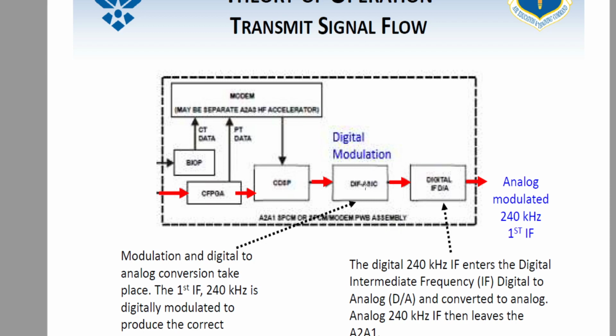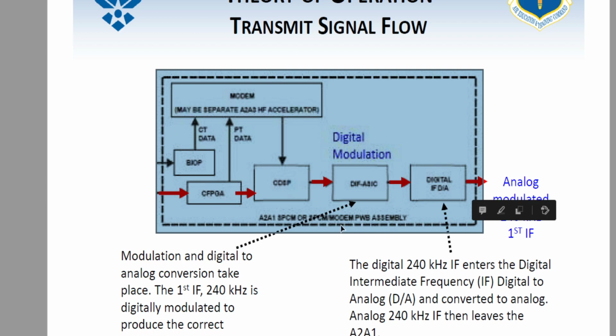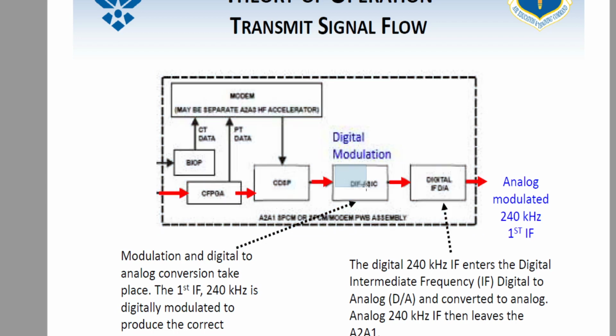Okay, all right, so let's go back and talk about this DIF, the digital intermediate frequency application specific integrated circuit. What this does is it modulates that digital analog conversion takes place there. That's the first IF. So we talk about this first IF. This is it here as well, but it's analog here. So we don't care about that yet. Right now it's generated in here, this 240 kilohertz, but it's digital. So it's not converted yet.